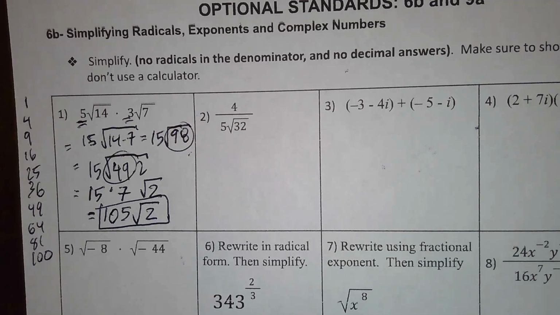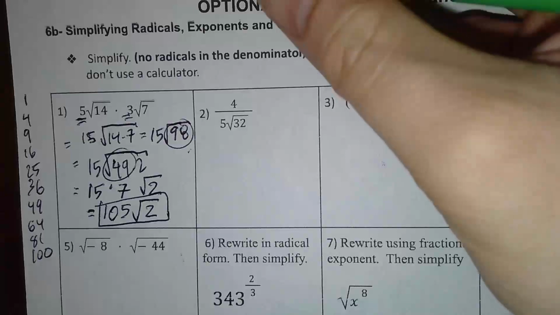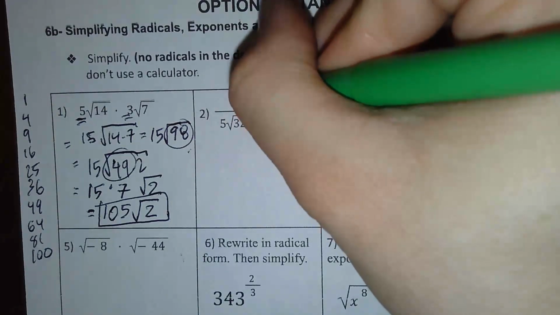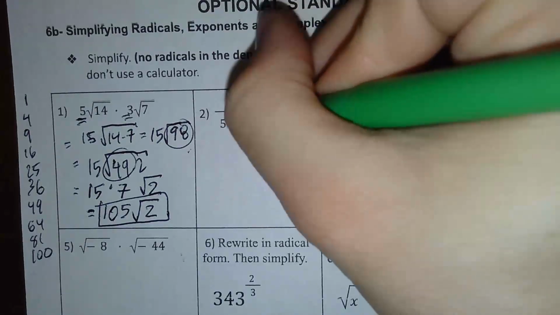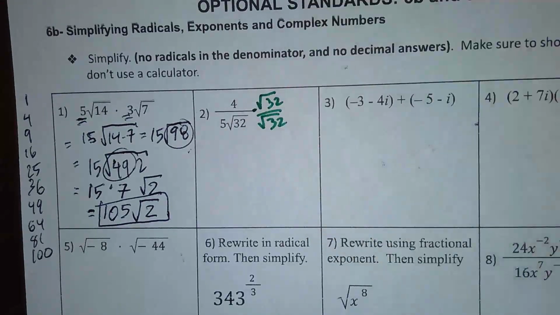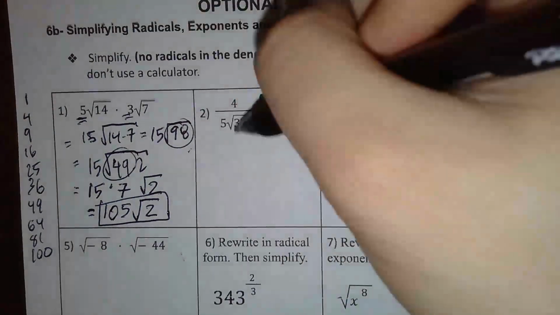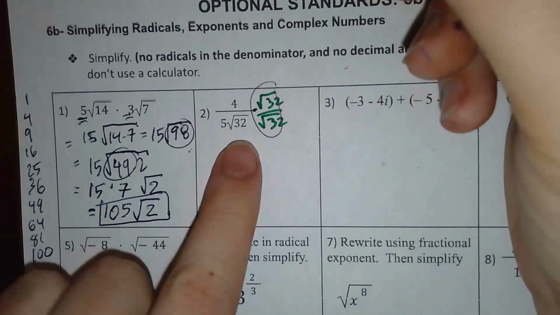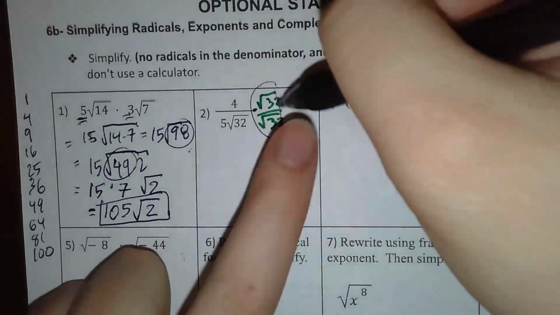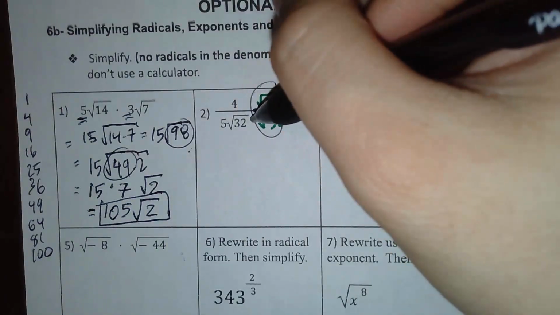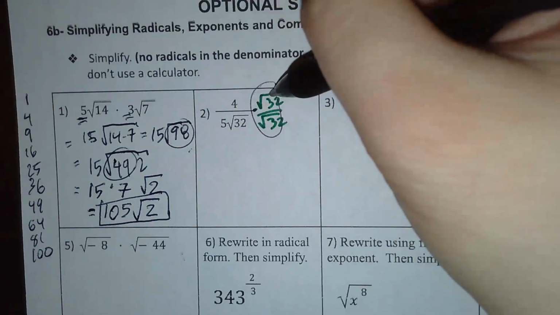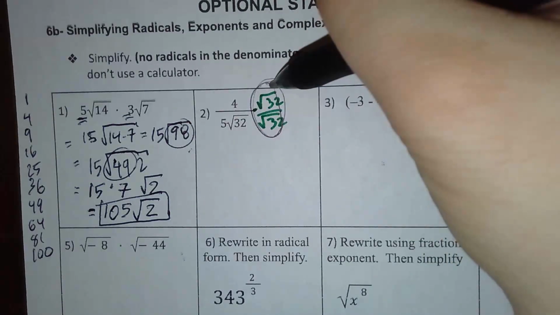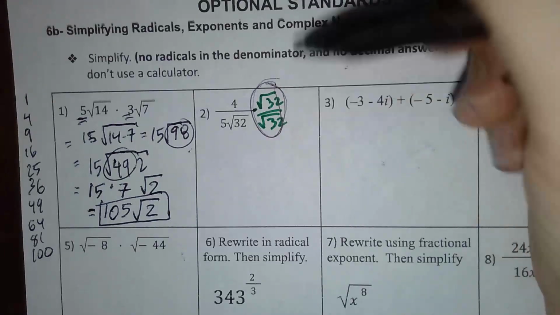Okay, for our next problem, number 2, we are going to rationalize the denominator. So we're going to multiply by root 32 over root 32. That's because we don't want any square roots in the denominator. If this was 5 root 10, we'd do root 10 over root 10. If it was 5 root 82, we'd do root 82 over root 82. But since it says 5 root 32, we're going to rationalize it by this giant one.